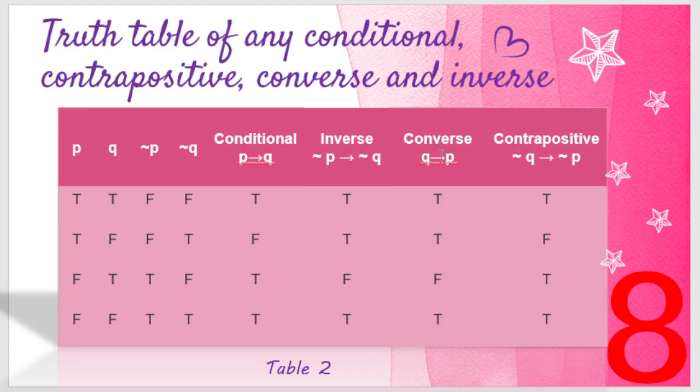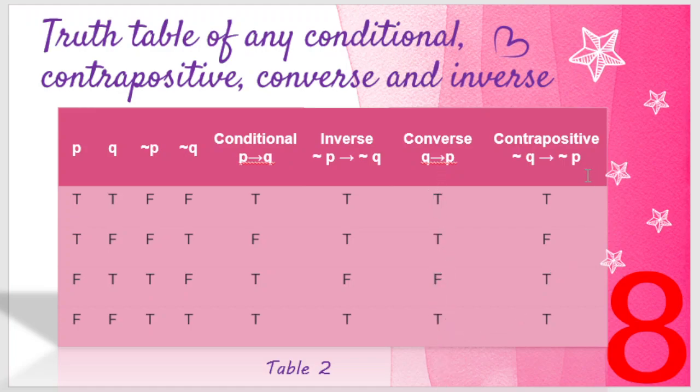For the converse, we have here Q implies P. So we have here true, so that is true. False true, so our conclusion is true, so that is true. True false, our conclusion is false, so that is false. Then false, so that is false. So the converse will be true. This is now the truth value of our converse.